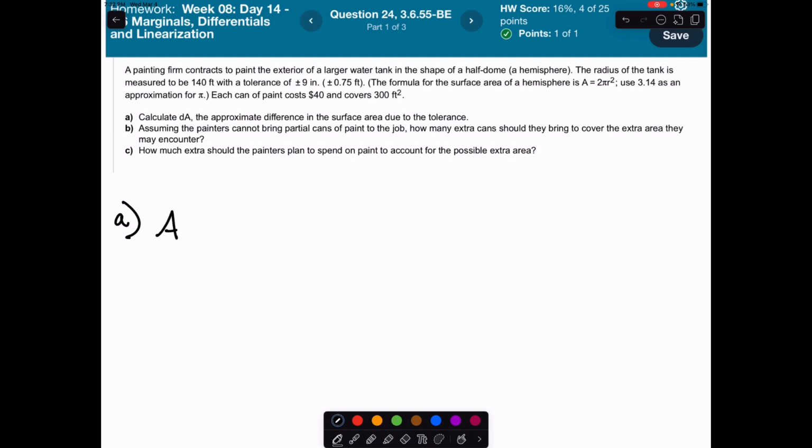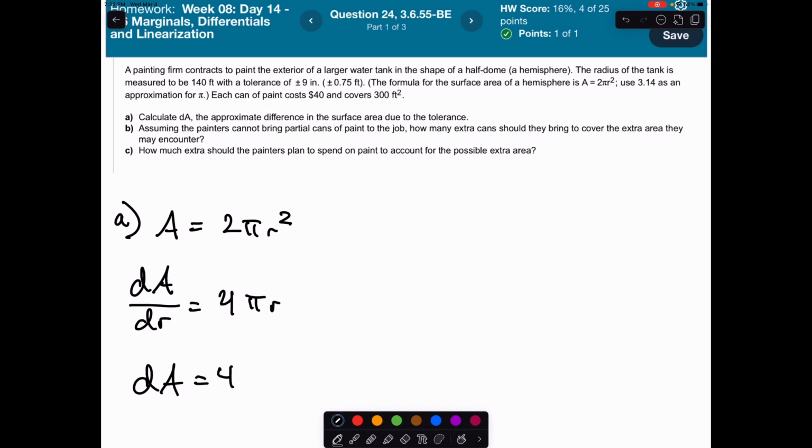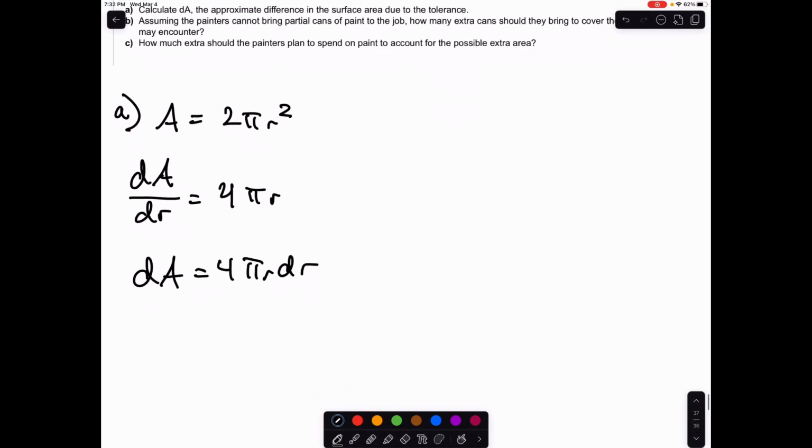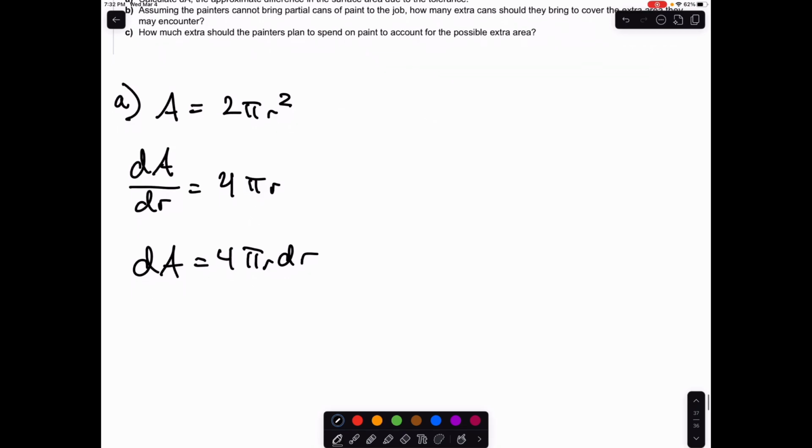So our area is given as 2 pi r squared. If we want the derivative of area with respect to the radius, the 2 comes down, and we get 4 pi r. So then our dA ends up being 4 pi r dr.